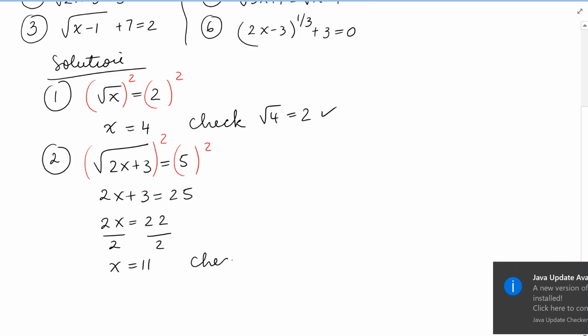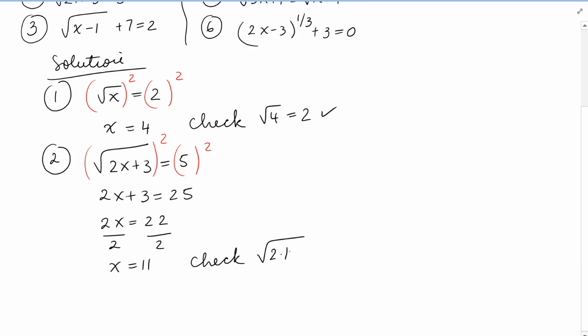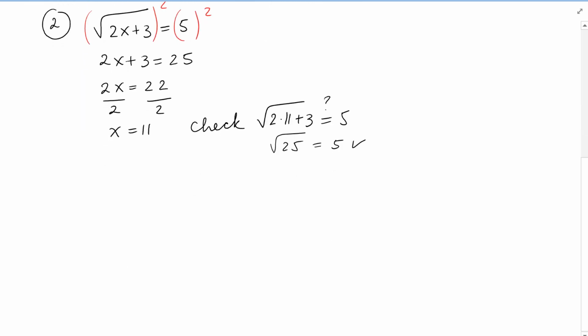So let's quickly check. Square root of 2 times 11 plus 3 equals 5. Well, 22 plus 3 is 25. Square root of 25 equals 5. So it's a correct one. Problem 3.